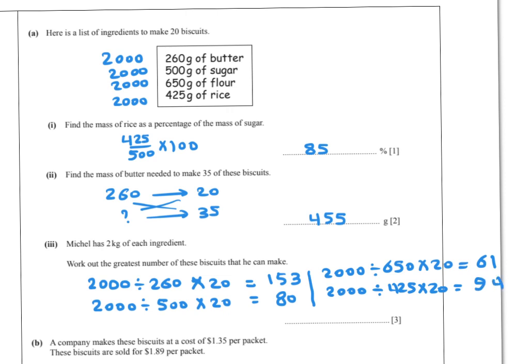Now, the amount of butter enough for 153 biscuits. The amount of sugar enough for 80. The amount of flour enough for 61. The amount of rice enough for 94. So the greatest number of biscuits such that all ingredients enough, take the least number, so 61. Because if you choose the least number, this means all the ingredients will be enough.